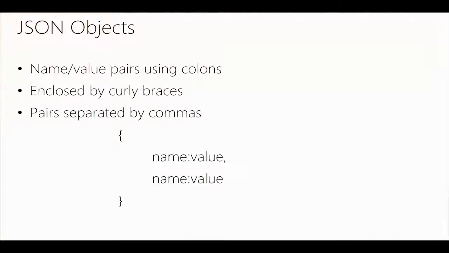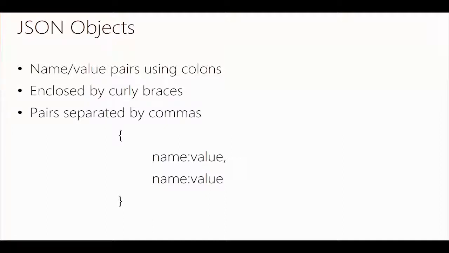Let's take a brief look at JSON objects. The idea is that we're going to identify name and value pairs using colons. So we're stripping away a lot of that extra language of XML with brackets and all of that, and we're simply going to have name colon value. If you're representing an object, you'll wrap that in curly braces. And if you've got multiple sets of name value pairs, you'll separate them by commas, as you see here on my screen.